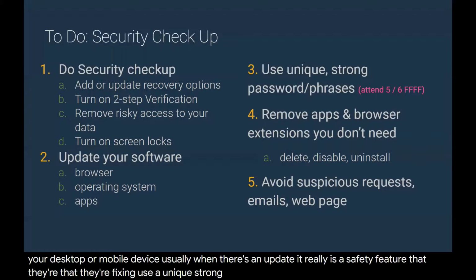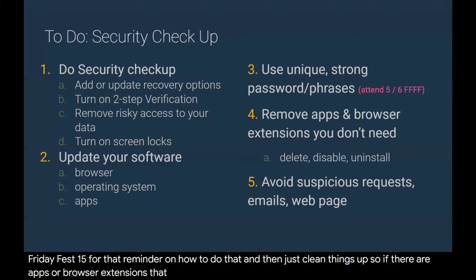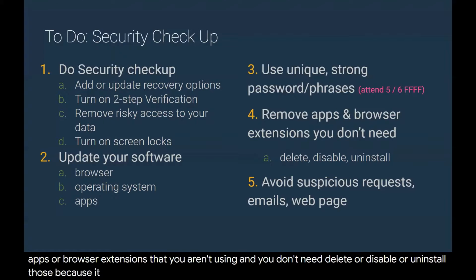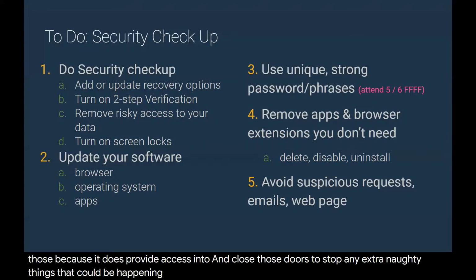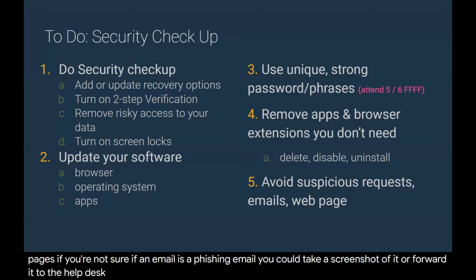Use a unique, strong password or passphrase, and come to our May 1st Friday Fast 15 for a reminder on how to do that. And then just clean things up. So if there are apps or browser extensions that you aren't using and you don't need, delete or disable or uninstall those because they do provide access into your accounts. So you can just kind of close those doors to stop any extra naughty things that could be happening. And then of course, avoid any suspicious requests, emails, or web pages. If you're not sure if an email is a phishing email, you could take a screenshot of it or forward it to the help desk or just report it as spam and move on.